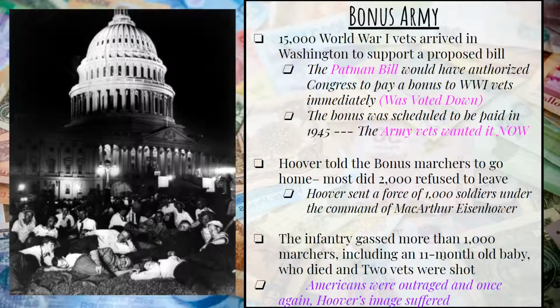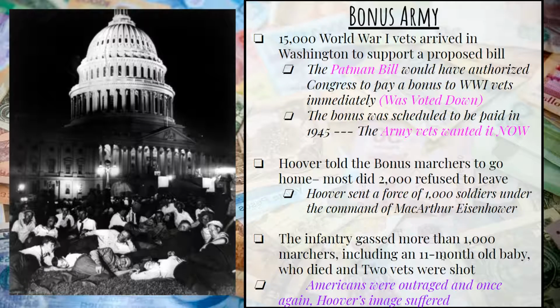But because we're all going through this depression, people want money. And when we went to World War I, so remember, this is the time period after World War I, the people who went to war were promised a bill. They were promised money because of their services, and this bill was going to be known as the Patman Bill.